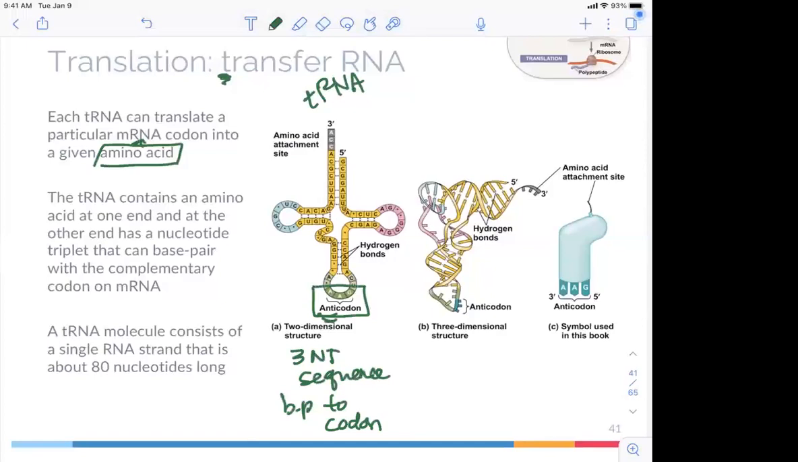Okay, so yes, that means that the AAG that's over here can base pair to a UUC on an mRNA molecule. But remember, when you're reading off the genetic code, you better read it off from the mRNA, not from the anticodon, from the mRNA. Although you can figure out what the codon is, right? All right, so anticodon can base pair with complementary mRNA.